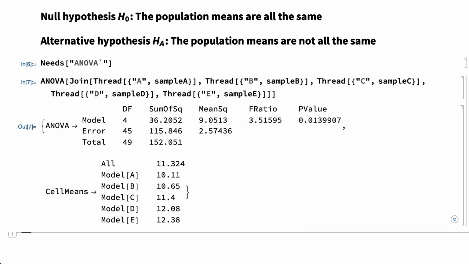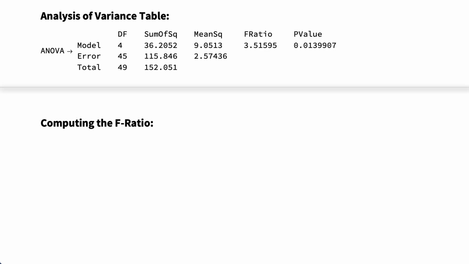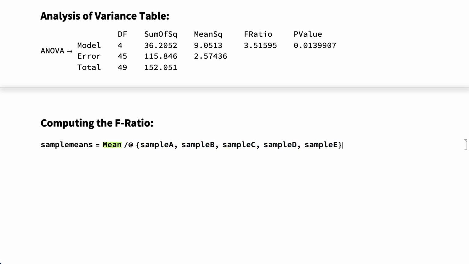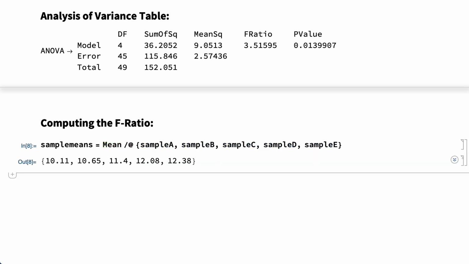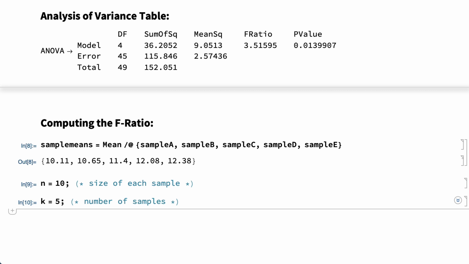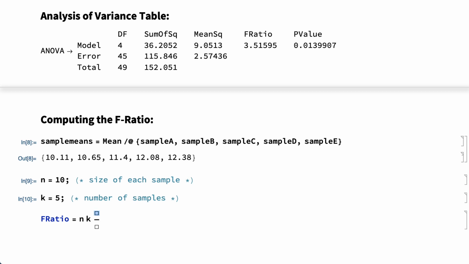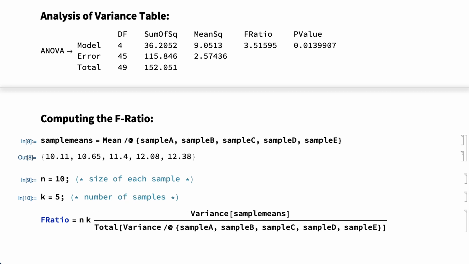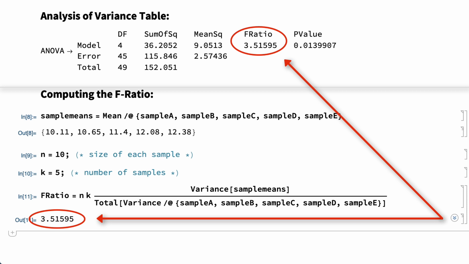As already noted, the F ratio test statistic is based on the ratio of the variance between sample means to the sum of the variances within the samples. The F ratio depends on the list of sample means, which is given by this input, the size n of each sample, and the number of samples k. In this example, the size of each sample is 10, and there are 5 samples. The F ratio is n times k times the variance of the sample means divided by the sum of the variances of the individual samples.